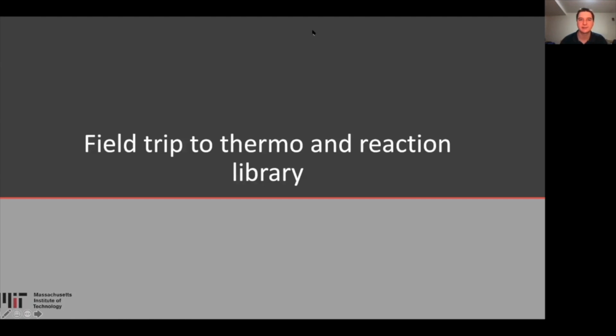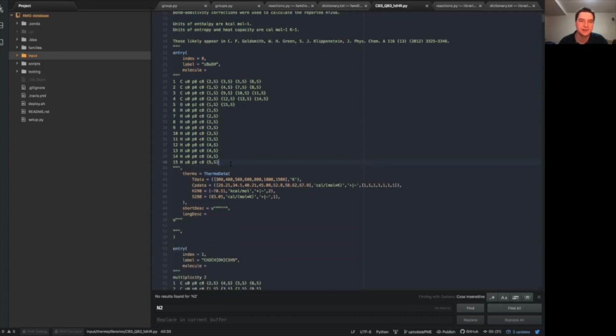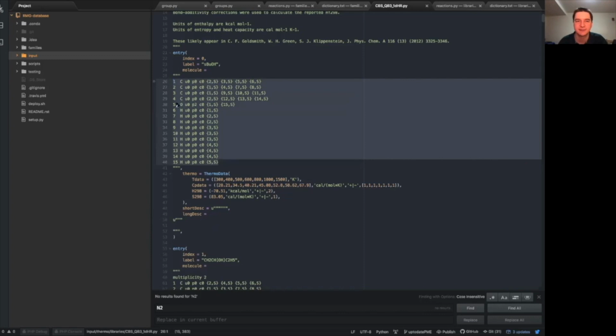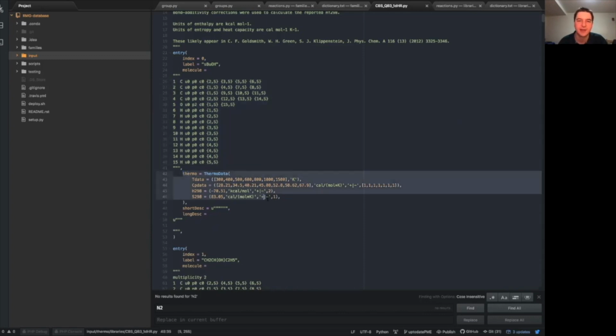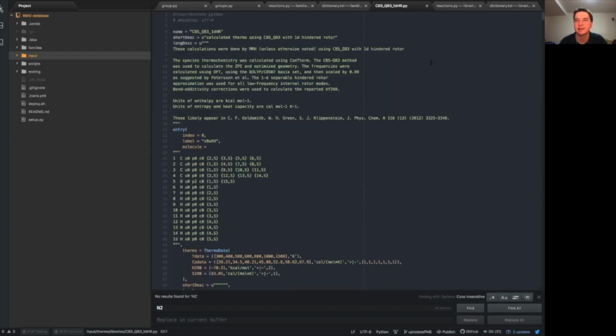So let's take a quick look at the thermo and reaction libraries. Here's an example of a thermo library. This is CBS-QB3 1D hindered rotor. Broadly, it has a description up here telling you where the data came from. Then each entry is a molecular structure in adjacency list format, and some thermo data that tells it how to calculate the thermochemistry. And all of these are pretty much broadly that.